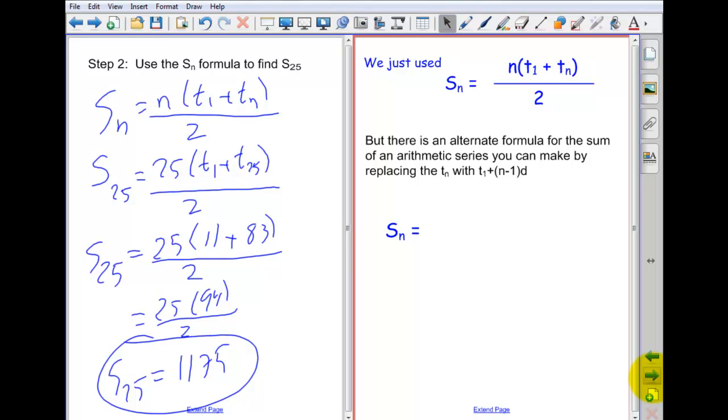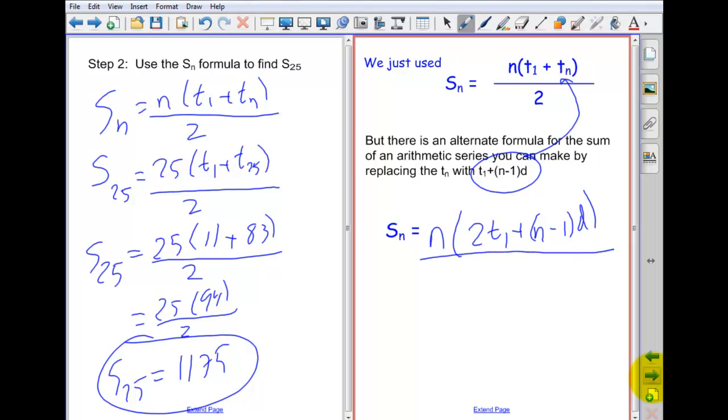So I don't require this formula, but sometimes, for some problems where you have to work backwards, like you're given a sum, this comes in very handy. Because it limits the number of unknowns. Or it might give you an unknown you have already. So if you replace this and put it in here for T sub n, you're going to get n times 2 T sub 1 plus n minus 1 times D all over 2.